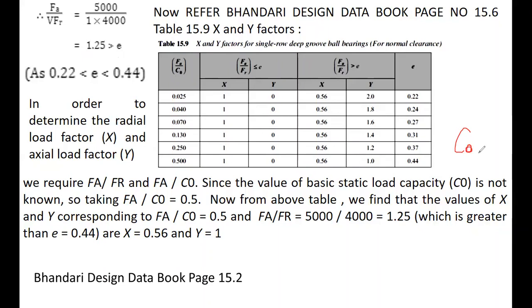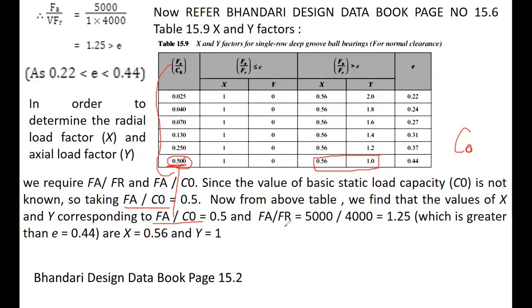I'll disconnect quickly. So yes, guys, I was saying that CO is not given, but if CO is not given, we will take its larger value, FA upon CO, because we have to do this. So since we cannot calculate FA upon CO, let's take the last line and let's take these values of X and Y. So X is 0.56 and Y is 1.